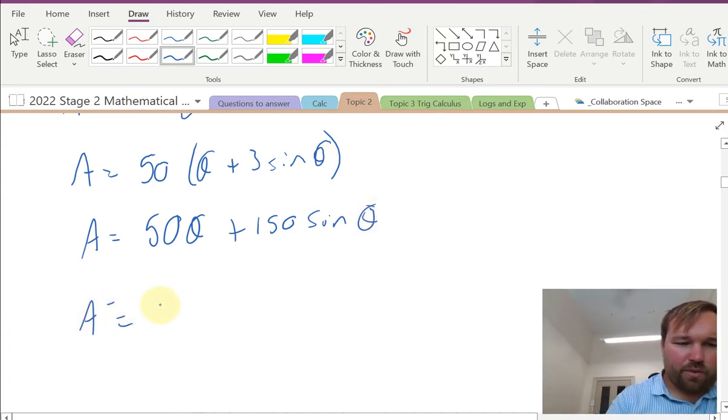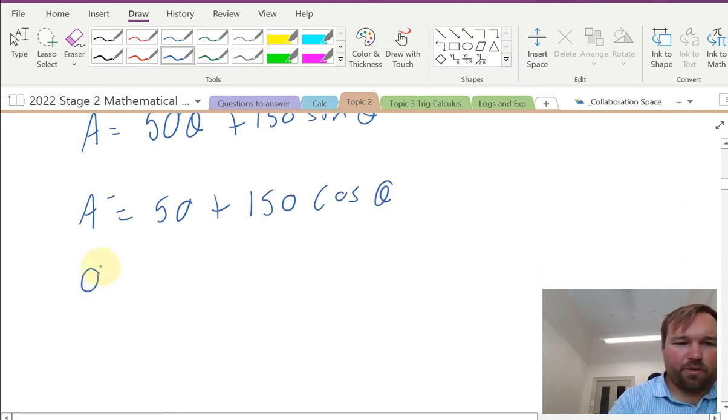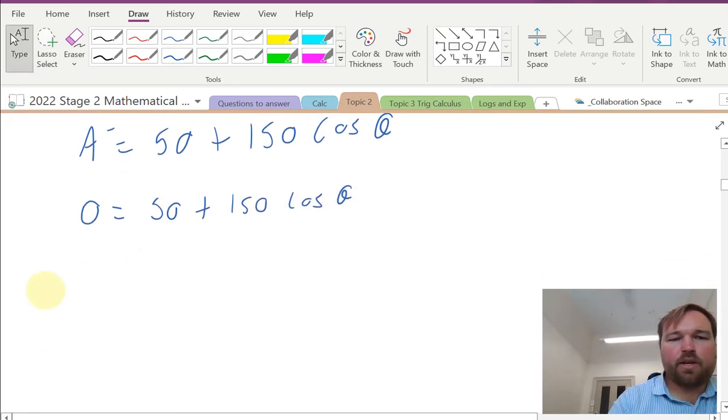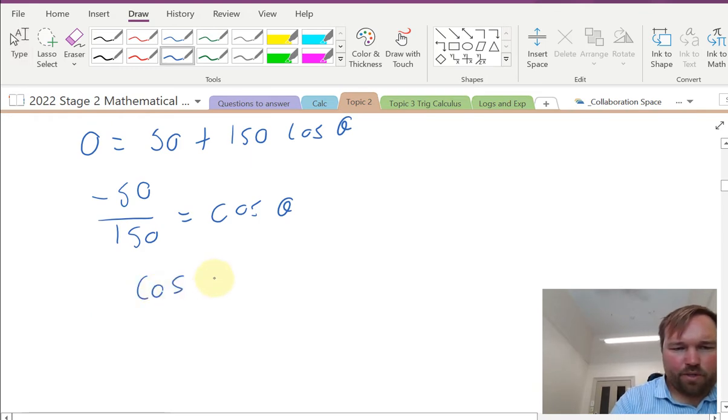Therefore, A dash equals 50 plus, sine goes to cos, so 150 cos theta. We want to set it equal to 0. 50 plus 150 cos theta equals 0. Take 50, divide by 150, equals cos theta. And we're looking for cos theta equals minus a third.